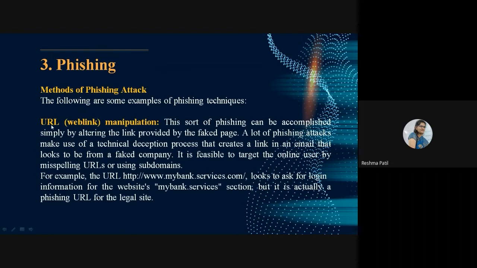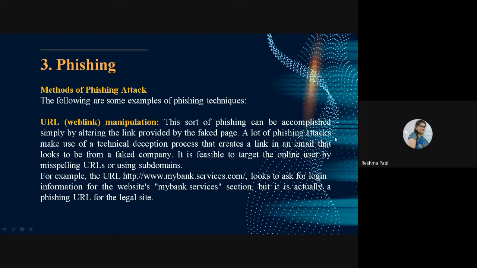Next is URL or web link manipulation. This sort of phishing can be accomplished simply by altering the link provided by the fake web page. Some letter will be changed, other things will be as they are. Some letter will be changed in that link, and that is the fake web page link.